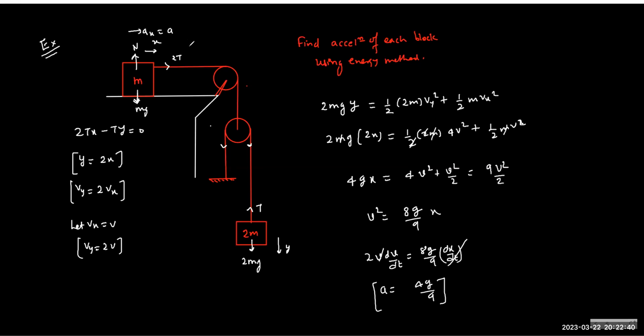So ax is a, and the ay will be 2. Correct? 8g. So these are the answers.